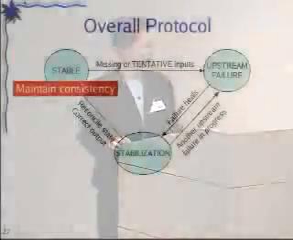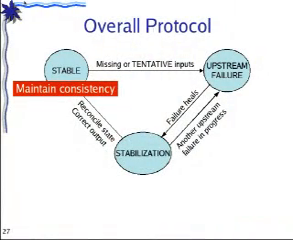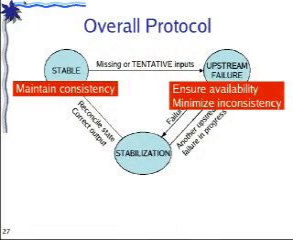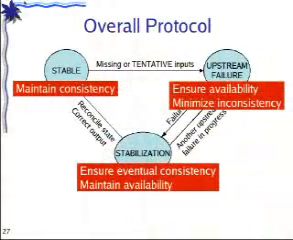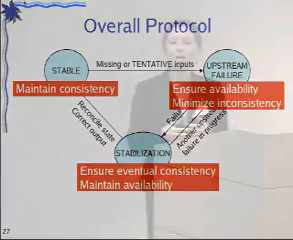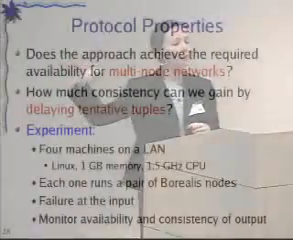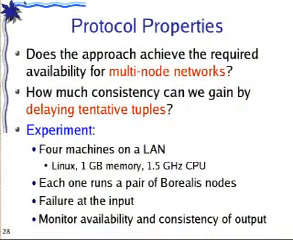So basically, overall, our protocol provides the following features. In stable state, we have this S-union operator that maintains the consistency of the replicas. In upstream failure, so when a failure occurs, we ensure availability while trying to avoid inconsistency. And during stabilization, we're going to go back and reconcile the state to ensure eventual consistency and avoid having all the replicas reconcile at the same time to maintain availability.